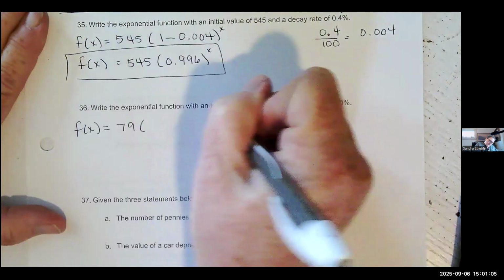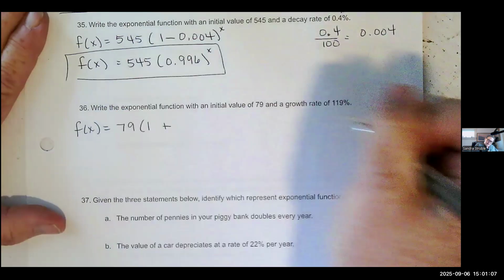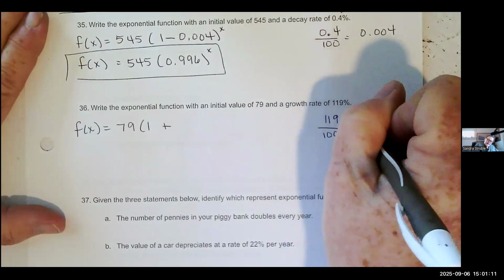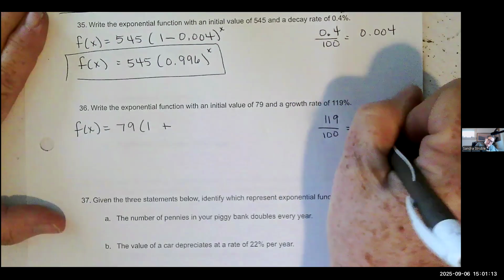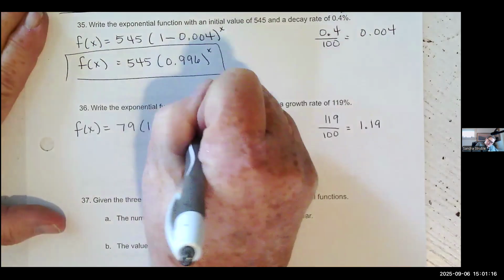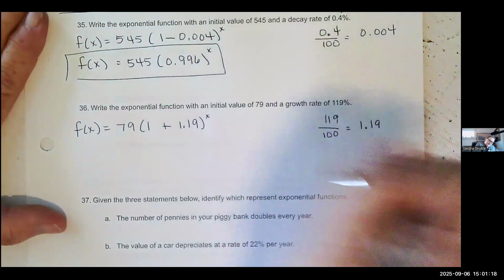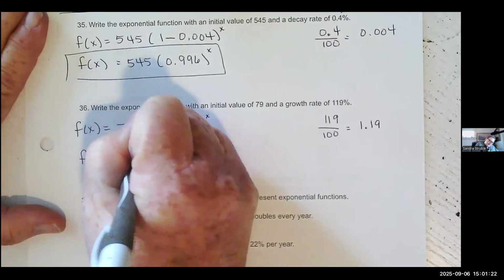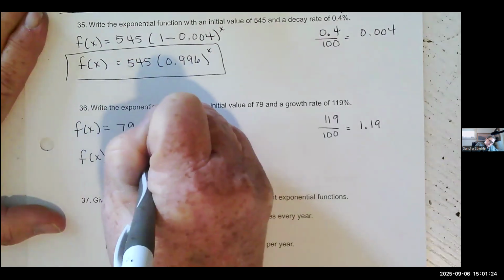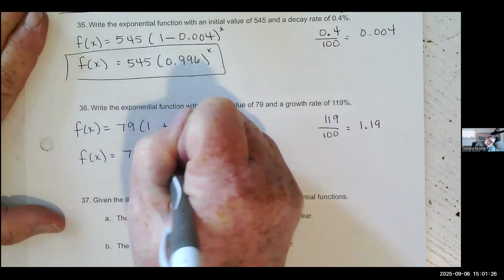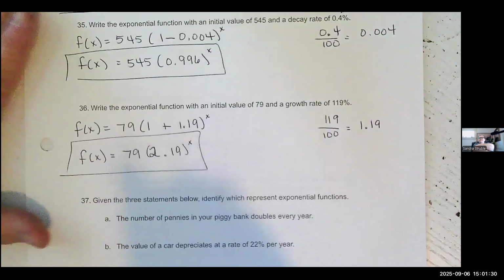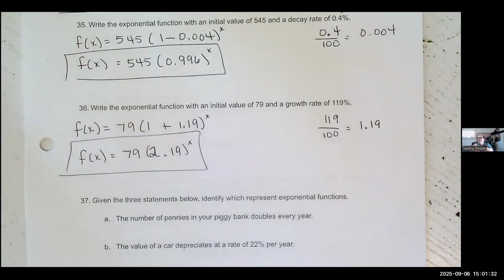The initial value is 79. It's 1 plus because it's growth. Growth is 119. Divide that by 100 to make it a percent, and it's going to be 1.19 to the x. Clean it up just by simplifying the parenthesis. Oh, that should be a 2. 2.19 to the x. There's my exponential function. Let me know what questions you have regarding that.